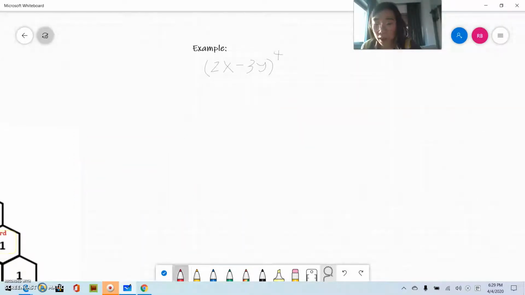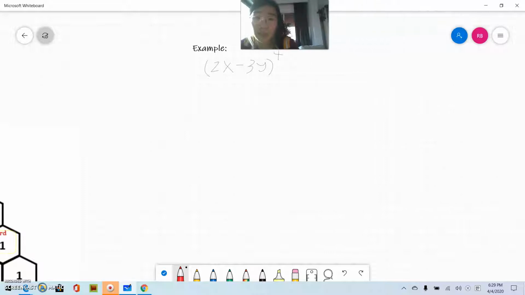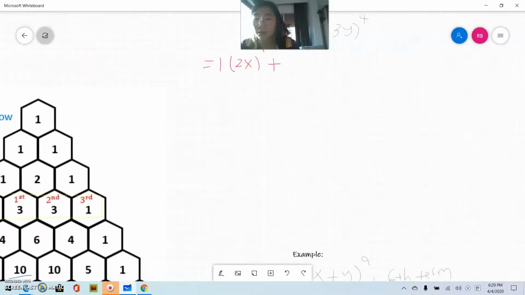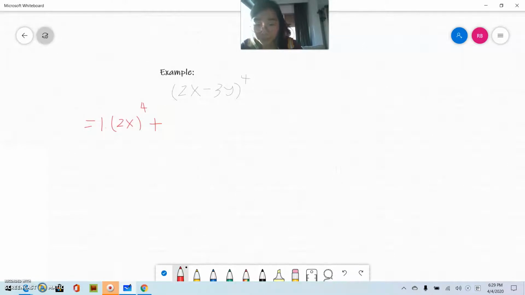I will show you how it works with the coefficient, and then you can kind of see the pattern, so you don't have to do it this way all the time. So the first thing is the coefficient, 2x to the fourth power, plus. You always think of it as a plus if you're doing it this way. And then I think the coefficients are 1, 4, 6, 4, 1.